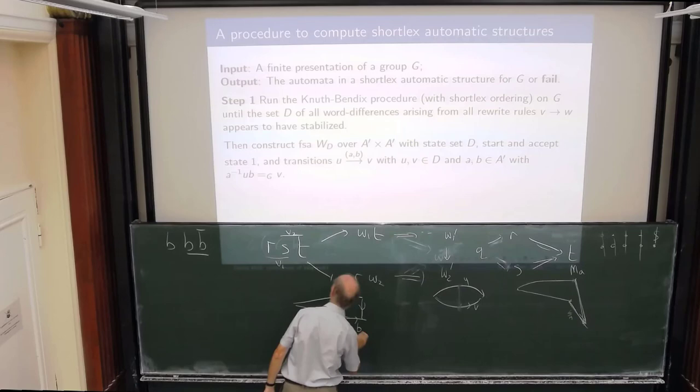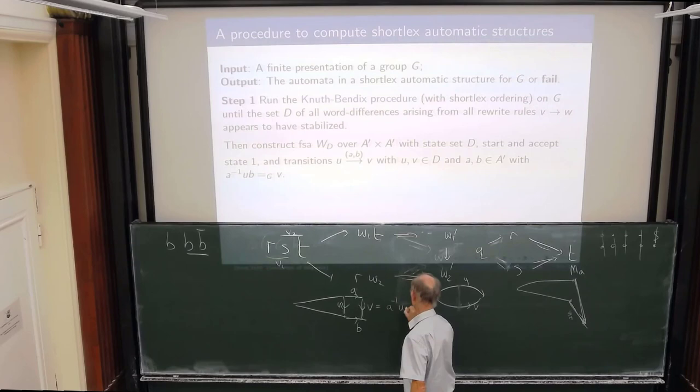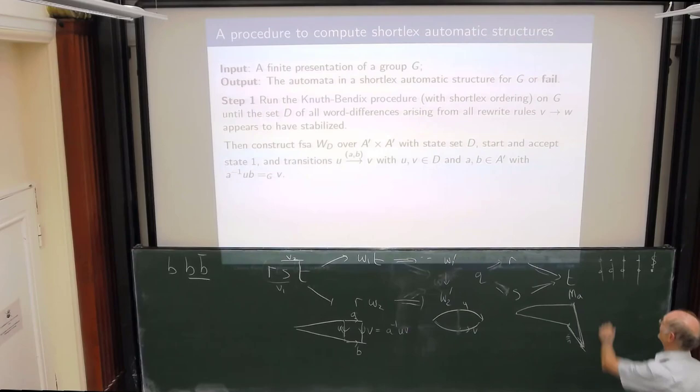They're like that, so have I got U, UV. So the idea is if you're in state U and you read AB, you skip to A inverse UV. Should that be a word difference? So they're the transitions.